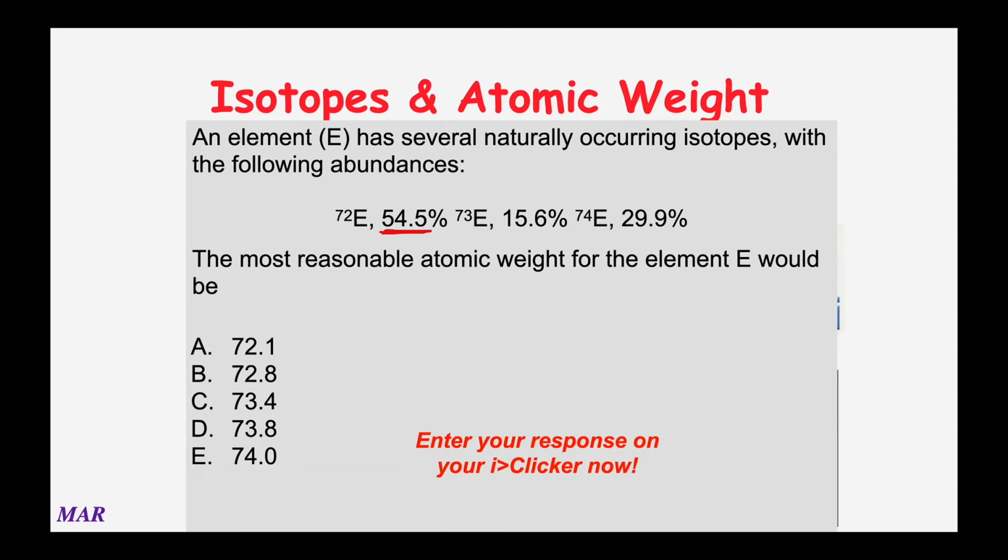However, it's not like 90% abundant. Like with the silicon, we saw a 90% abundance made the atomic weight close to it. This is only 50%. And we do have a pretty good amount of 74 and 73.